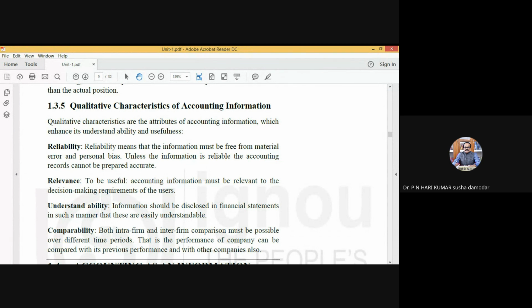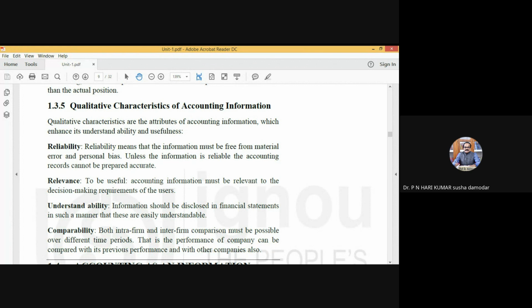So next, qualitative characteristics of accounting information. Accounting information is reliable information. Say, for example, the total revenue expenditure of the government of Kerala, this much crores. Total GST collected by the state, this much crore. So such quantified information is reliable information. That is the first characteristic of accounting.